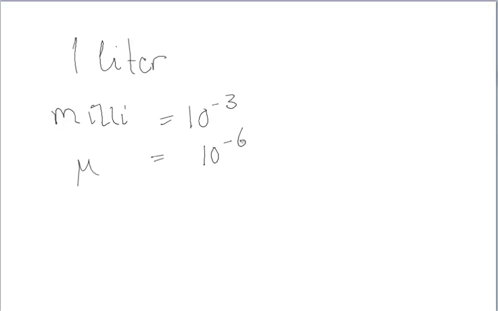And a last thing before starting calculation, if you, for example, have 1 liter, then you want to change it to milliliter, then milli is 10 to minus 3, then micro is 10 to minus 6, nano is 10 to minus 9, and pico is 10 to minus 12.